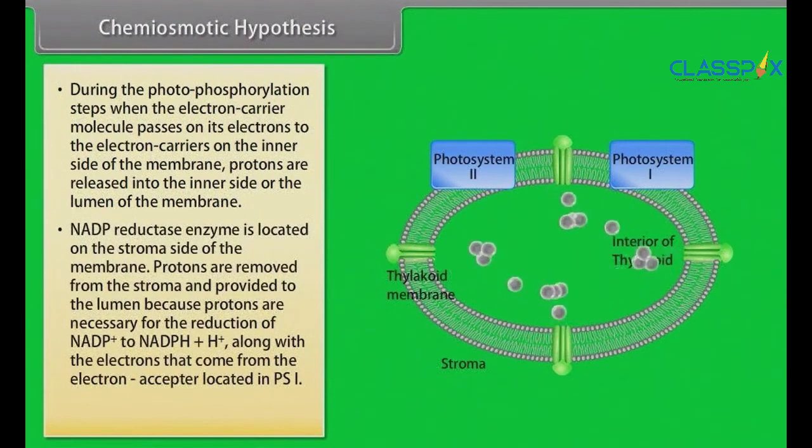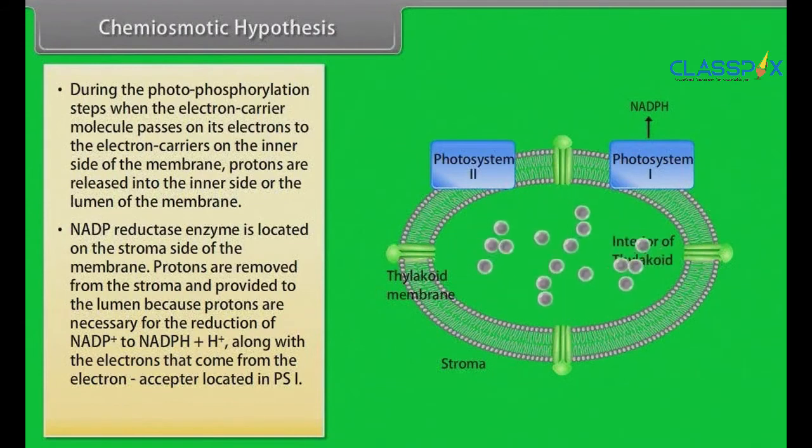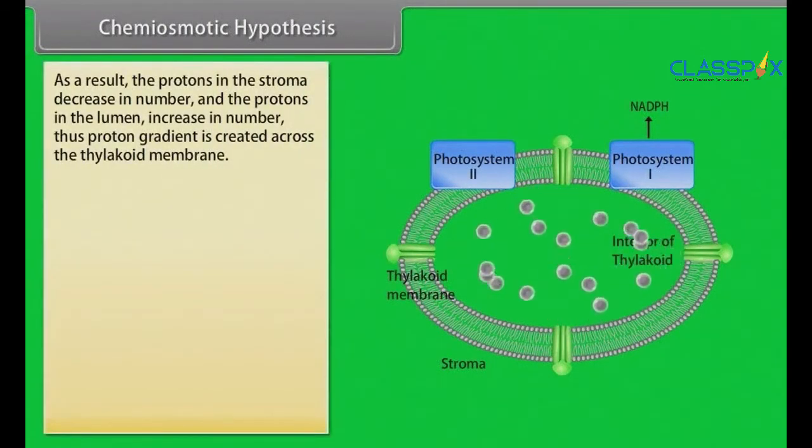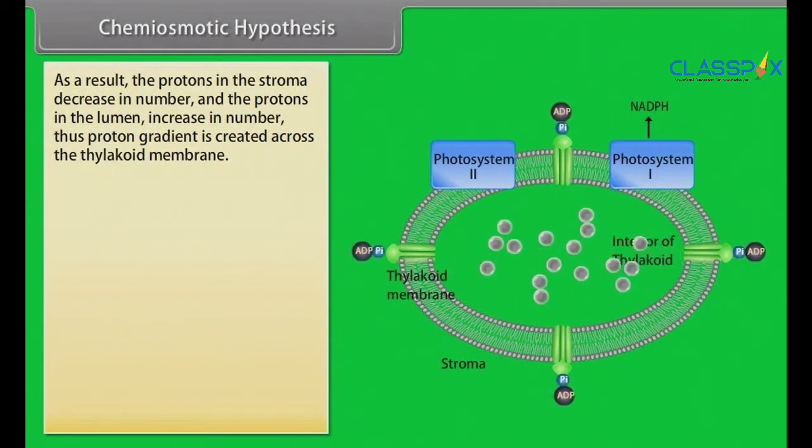NADP reductase enzyme is located on the stroma side of the membrane. Protons are removed from the stroma and provided to the lumen because protons are necessary for the reduction of NADP+ to NADPH plus H+, along with the electrons that come from the electron acceptor located in PS1. As a result, the protons in the stroma decrease in number and the protons in the lumen increase in number. Thus, proton gradient is created across the thylakoid membrane.